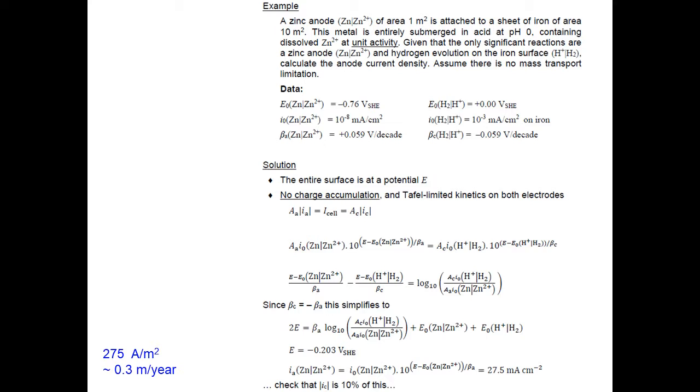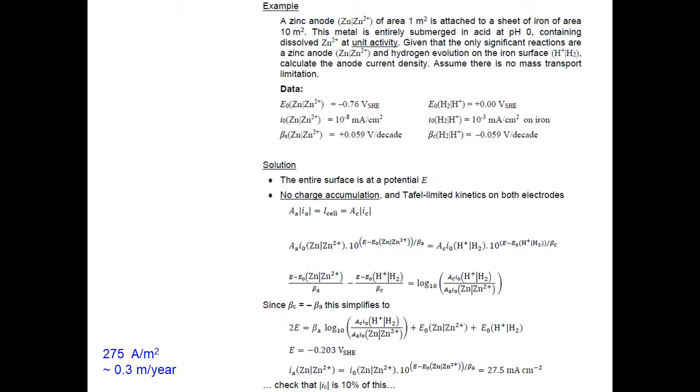So we then write down the Tafel equation for both sides. We rearrange and solve, and because the Tafel slopes are equal in magnitude in this case, this is pretty easy to solve, and so we solve and get E, the surface potential, minus 0.2 volts SHE, and then we solve and get the corrosion current density. Now we get the anode current density for the zinc, 27.5 milliamps per centimeter squared, and the proton reaction has 10% of that current density.